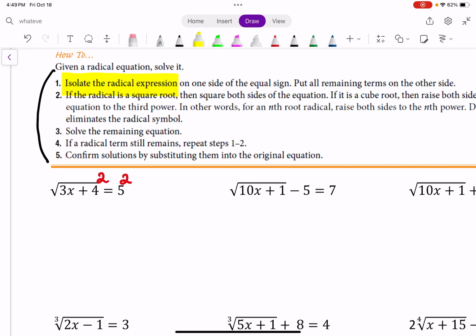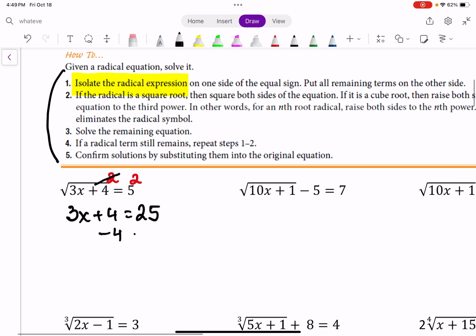So number 1, and yes, I see the radical is by itself. It's a square root, so therefore I'm going to square both sides of the equation. So again, the square is here just to take away the square root symbol. And then 5 squared means 5 times 5, and that's 25. And after we got rid of the square root symbol, as you see, it's a simple linear equation that we've already learned how to solve. Again, undo the addition with a subtraction, just like we discussed earlier, undo a multiplication with a division. So therefore, x is equal to 7.